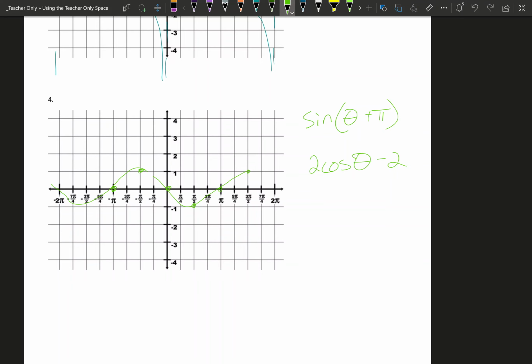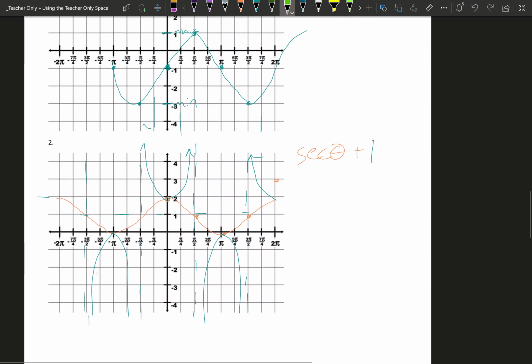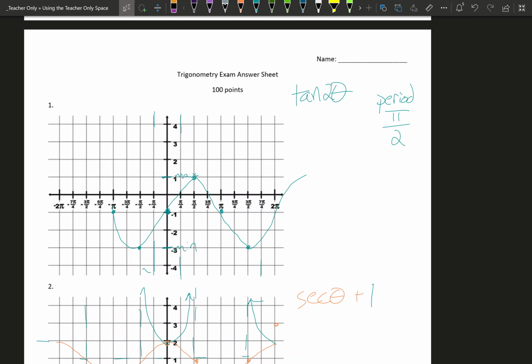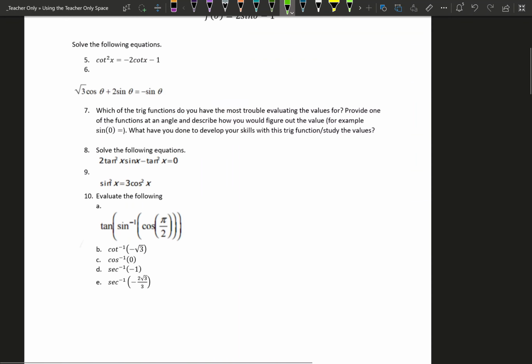The 2 cosine of theta minus 2 is going to look very similar to how we did this 2 sine of theta minus 1, where the maximums would be at 2 and -2, but then you move down 2, so the minimums are at -4, the maximums are at 0, and the x-coordinates do not change at all, so it would look something like that. All right, just a quick sketch for time purposes.